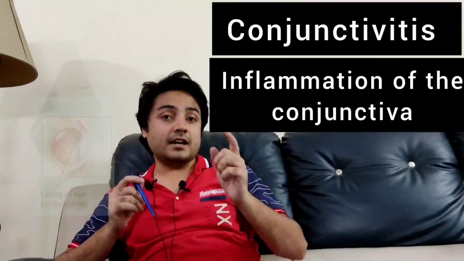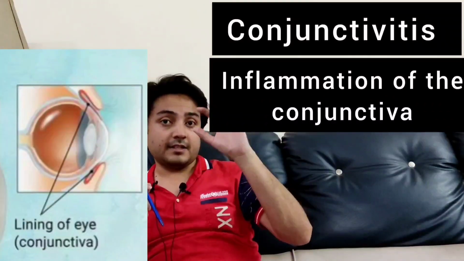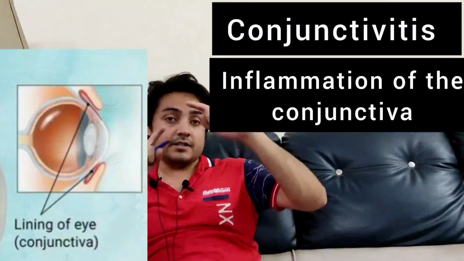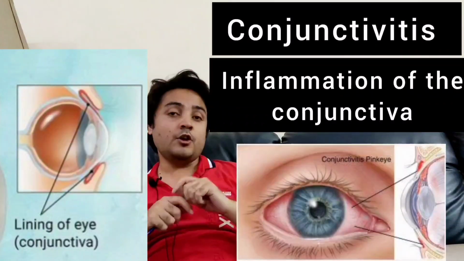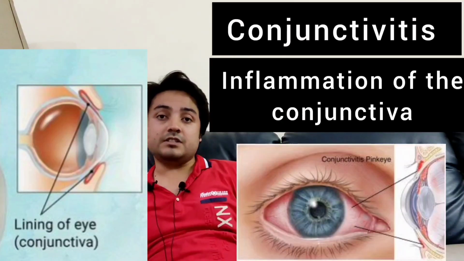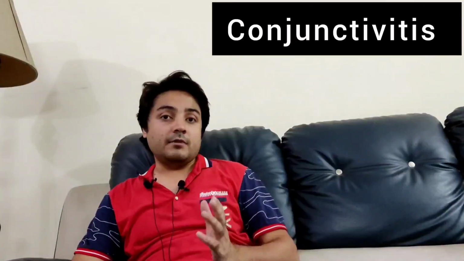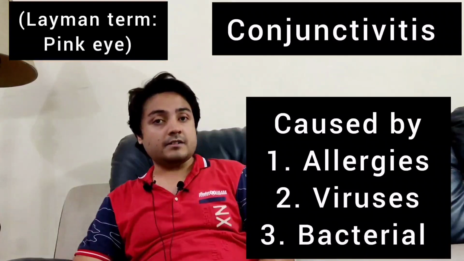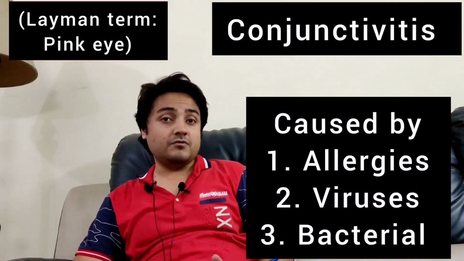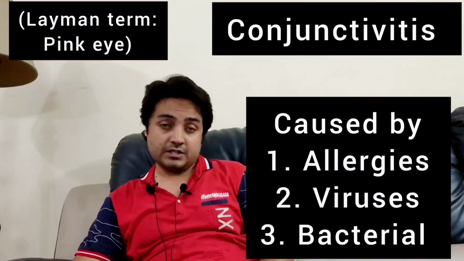Conjunctiva is the layer that lines the white part of your eye, that is the sclera, and the upper and inner eyelids are also lined by the conjunctiva. So if there is inflammation of the conjunctiva due to any cause, that is known as conjunctivitis. It can be caused by allergies, viruses, or bacteria, the three most common causes. So in this video we are going to discuss viral conjunctivitis.